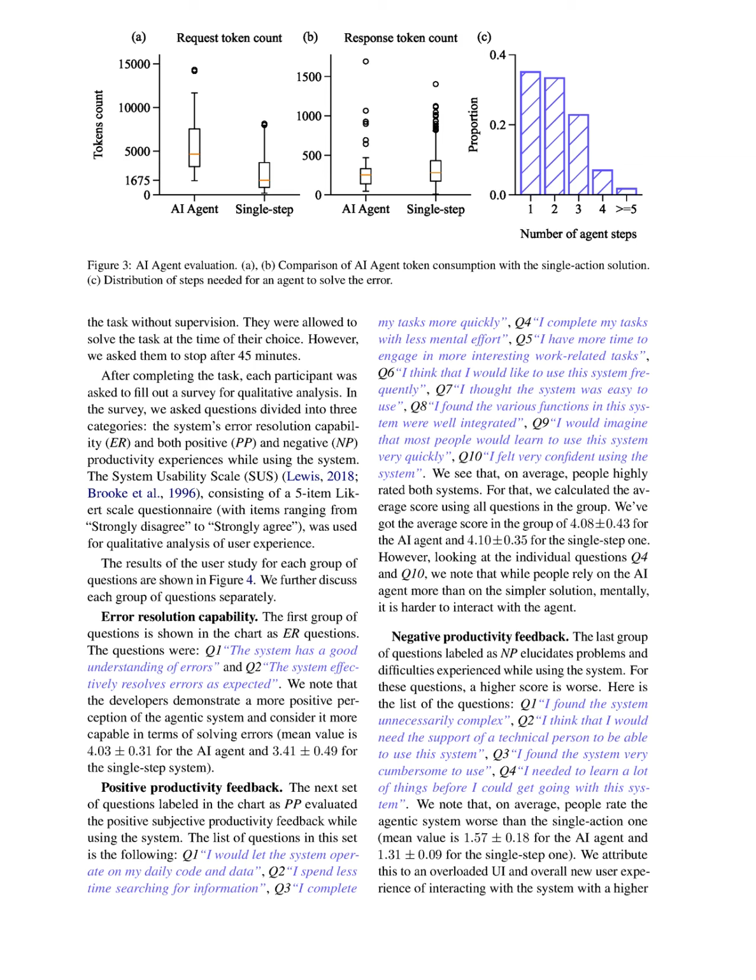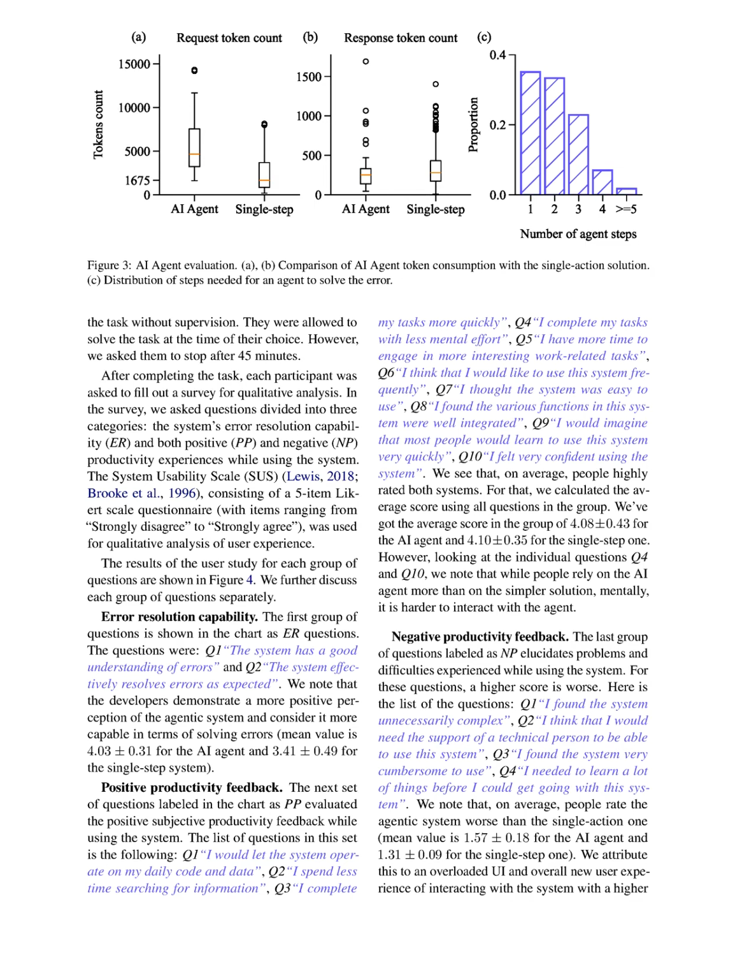In the user study, developers using the AI agent reported a more positive perception of its error resolution capabilities, with a mean score of 4.03 compared to 3.41 for the single-action system, indicating that participants found the AI agent more effective in resolving errors. However, while both systems received high ratings for positive productivity feedback, the AI agent scored slightly lower in terms of ease of use and mental effort, with participants noting it was mentally harder to interact with compared to the simpler solution.